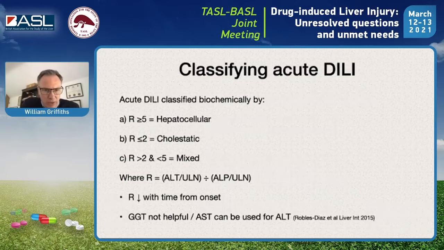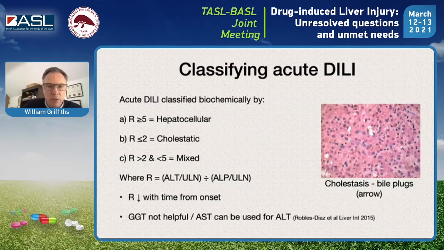So we have this sort of definition, but we also have a classification, and we know very well that we have these hepatocellular, cholestatic, and mixed types of presentation, where we're using this R value, which is a ratio of the ALT and ALK Phos reference to the upper limit of normal. And this is an example of a cholestatic reaction where you can see on histology that there isn't so much in the way of inflammation, but there are bile plugs consistent with cholestasis.